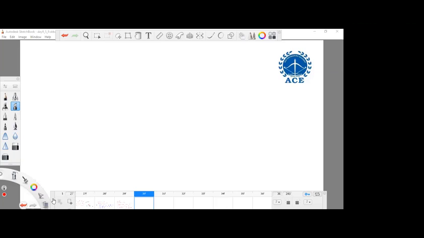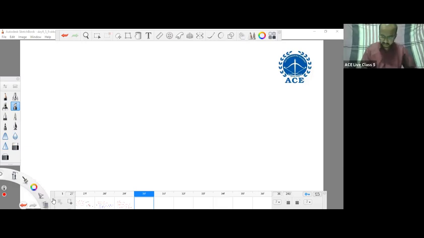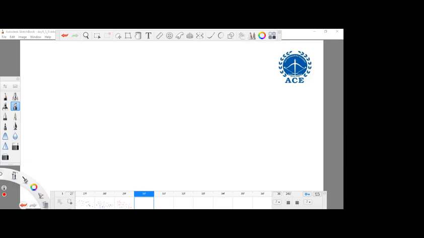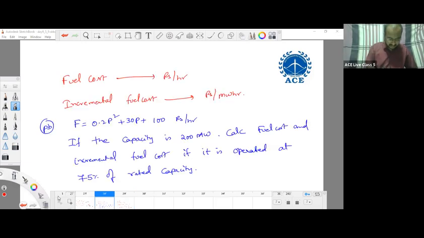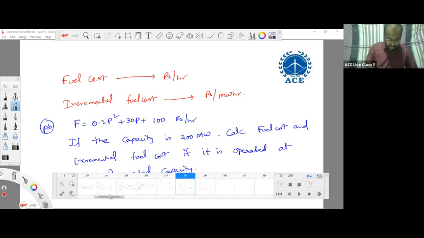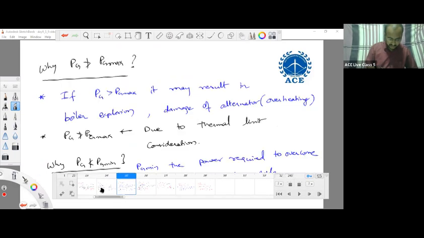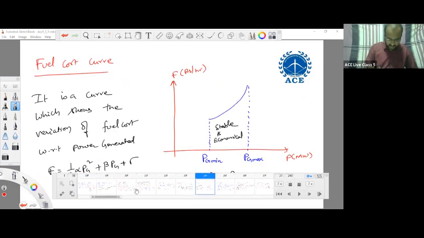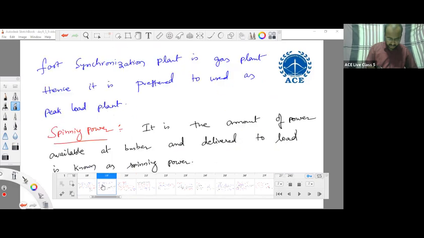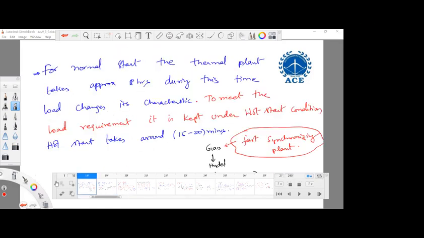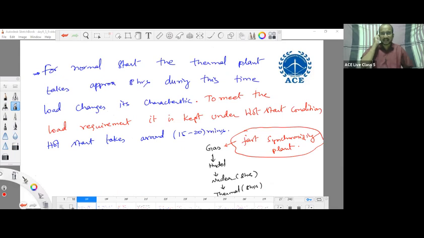You said fast synchronizing plants, sir. Once you explained the sequence: gas, hydel, nuclear, thermal. That sequence is the order of the synchronizing times. The synchronizing time will be very less in case of a gas plant.